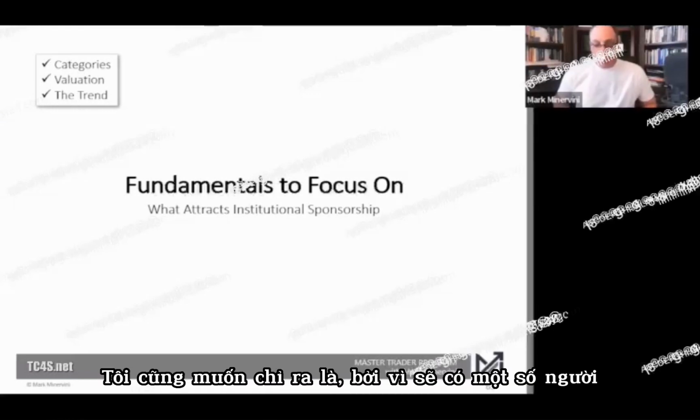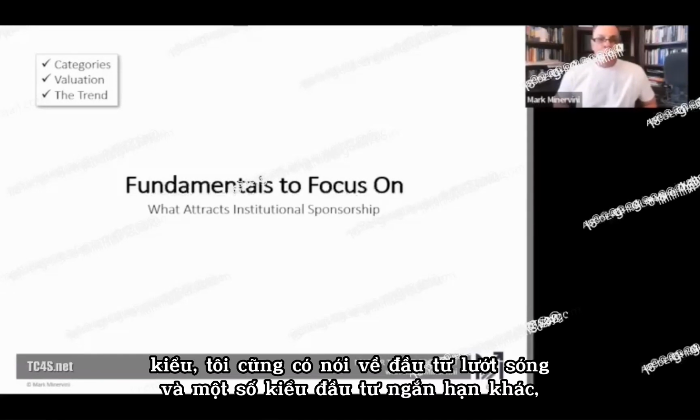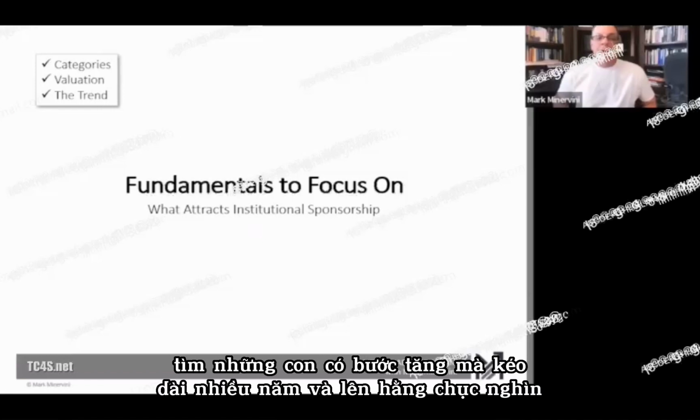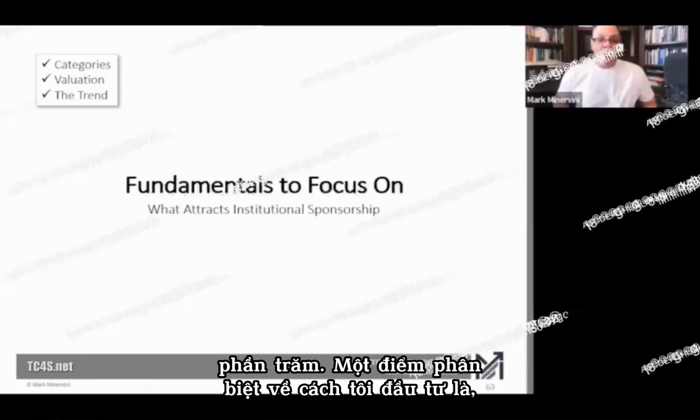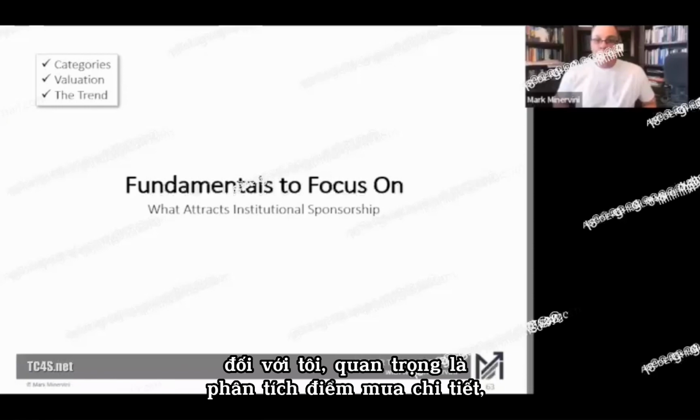Now, I just want to point out, because some people will notice that I talk about swing trading and some of these shorter term trades, which we'll get into later on too. And then we talk about finding these big winners that make these multi-year moves or tens of thousands of percent. The one thing that's very important, a distinction about how I trade, whether I'm going into a stock, and this is really what specific entry point analysis is all about, for me at least.